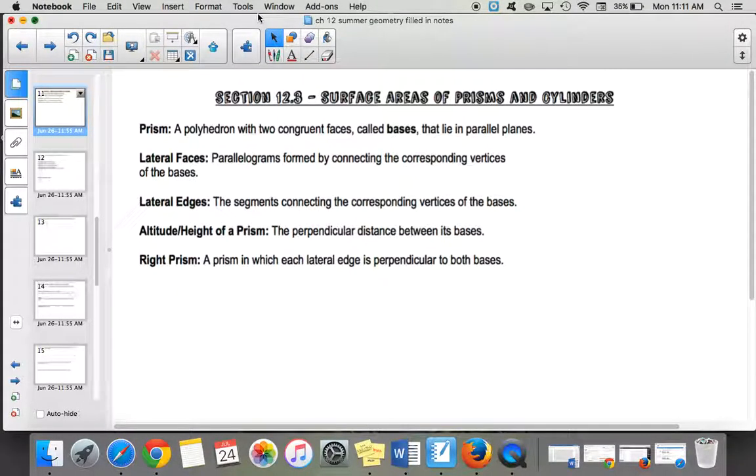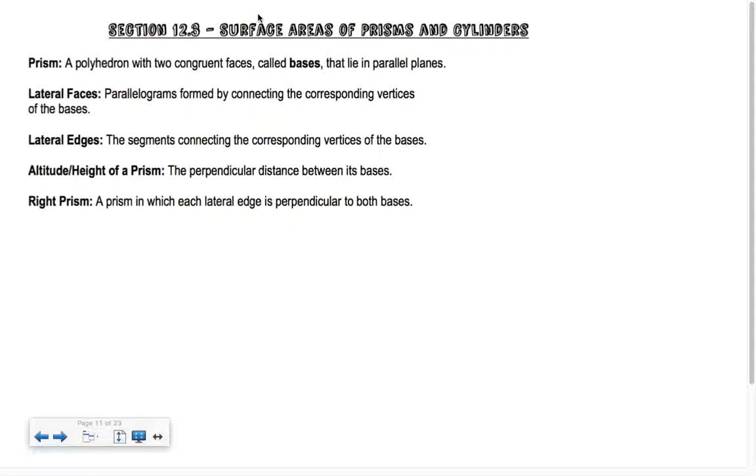So section 12.3 is on surface areas. So surface areas of both prisms and cylinders. So a prism is a polyhedron with congruent faces called bases. So we've already talked about that.